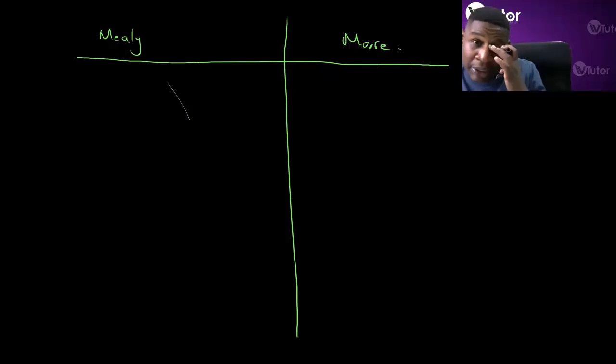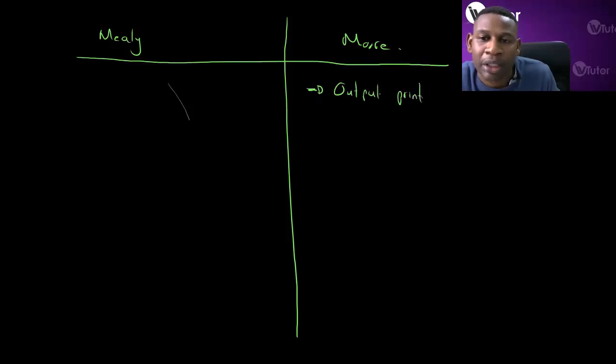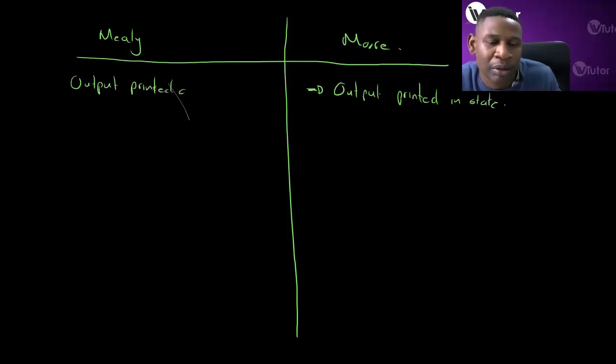We start with the Moore machine. Number one, it has output printed in the state. Whereas the Mealy machine has output printed on the transition. So that is the first difference.